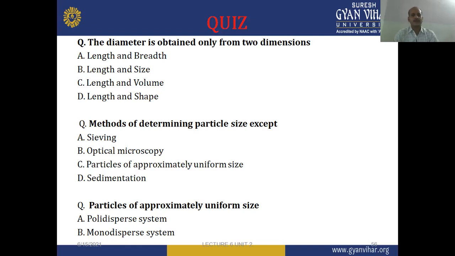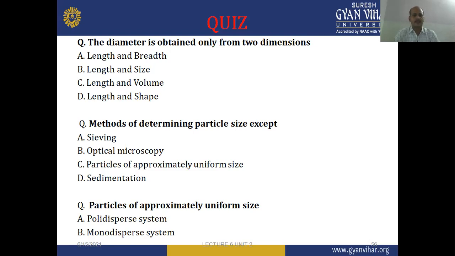So you have to select the methods of determining particle size, which method is not applicable for particle size. So you have to choose that method and give the suitable answer for this question.